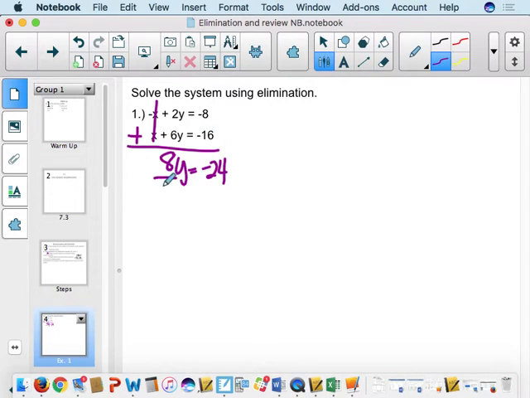So we're going to divide by 8 on both sides. We're going to keep solving here. And 8 over 8 cancels like we wanted it to. And so -24 divided by +8 is -3. Okay? So we have our first answer. Once we have our answer, it's your job to substitute back in.